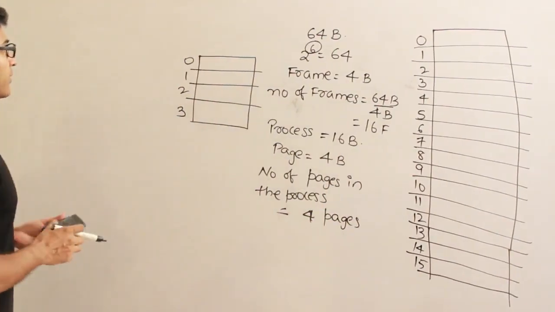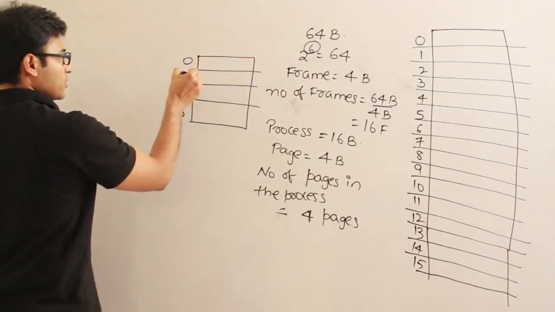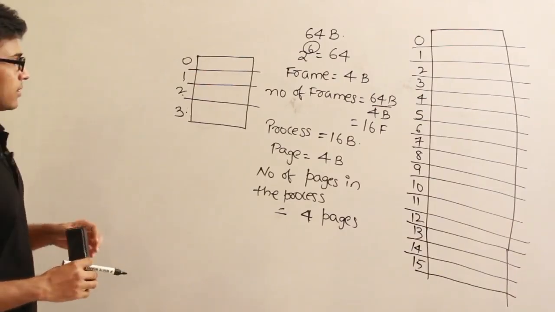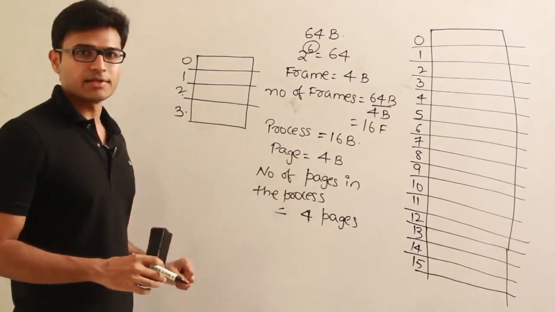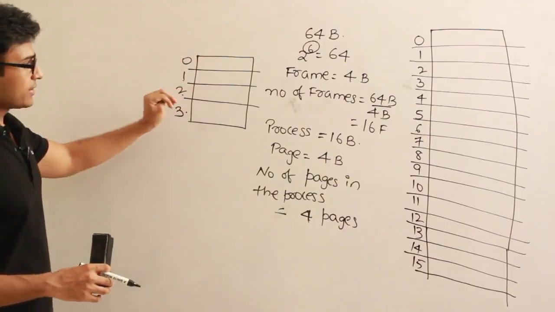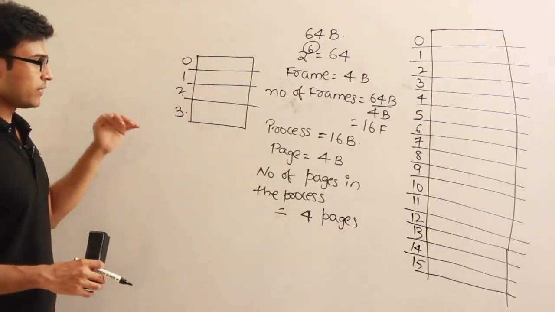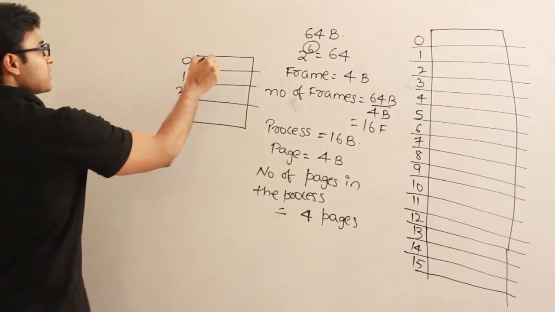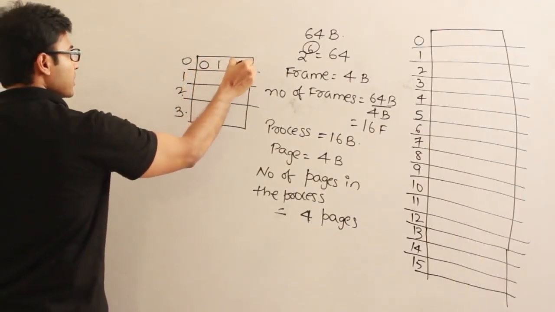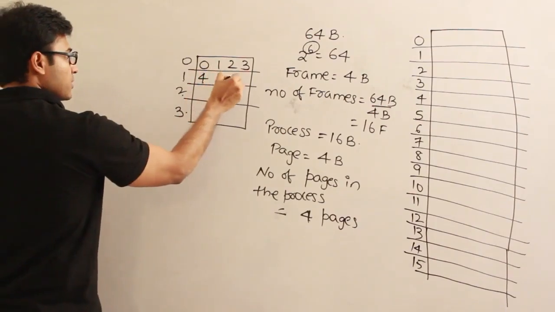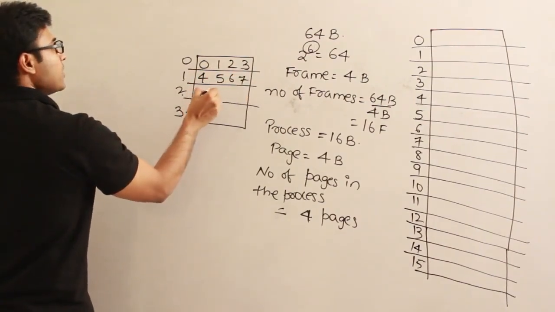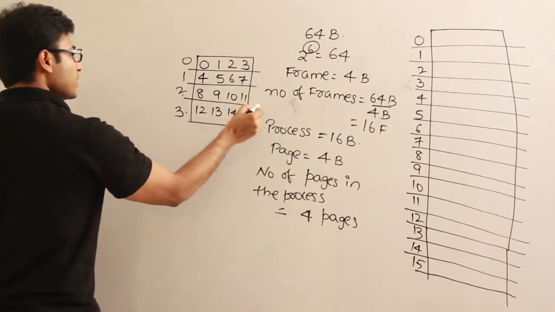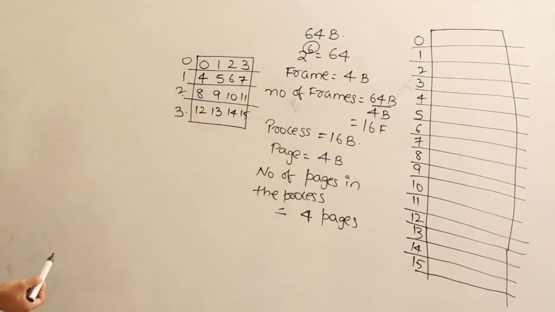Now assume that this is page number 0, page number 1, page number 2, page number 3, right? Each page is going to contain 4 bytes. Just for the sake of concreteness, I'll show you the bytes present in each page. The bytes present in this will be 0, 1, 2, 3, and then 4, 5, 6, 7, and then 8, 9, 10, 11, 12, 13, 14, 15. This is how the bytes are present in the process, right?